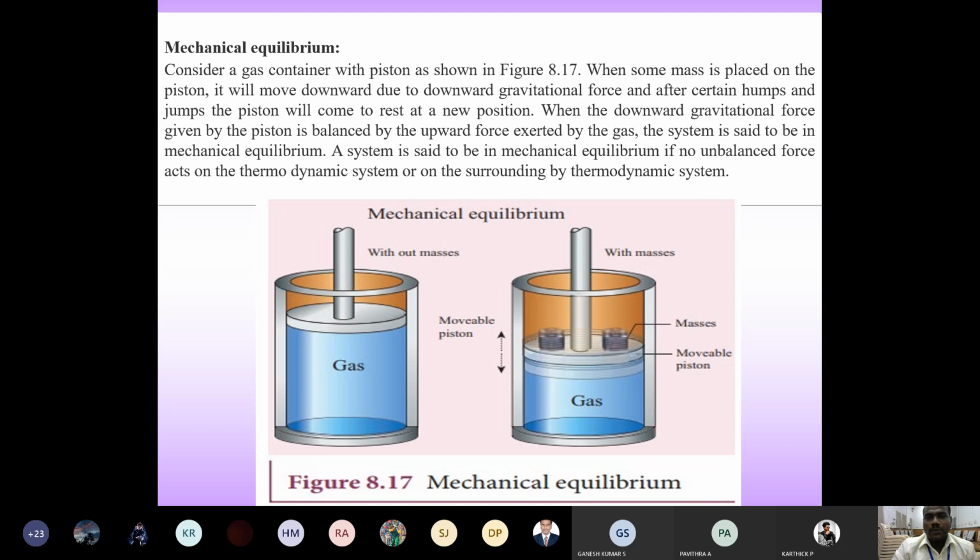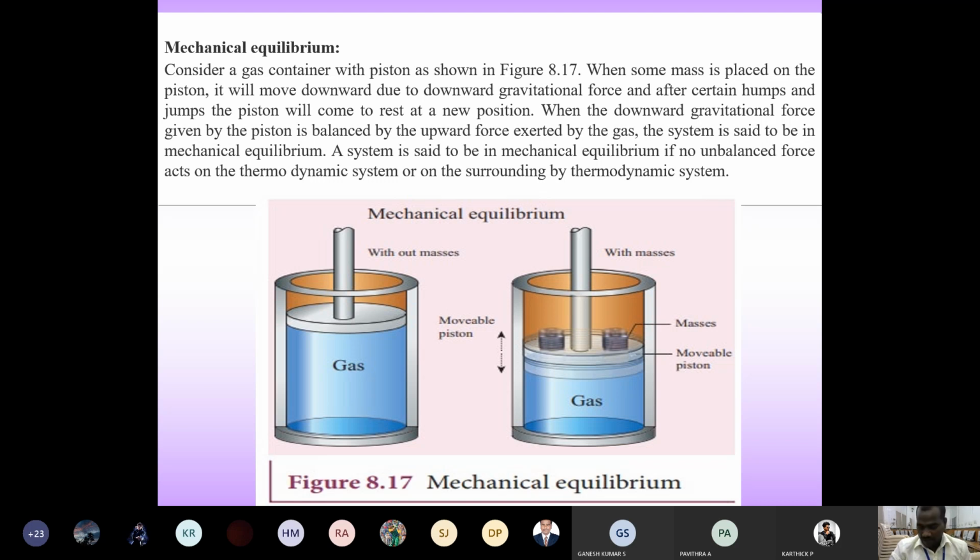A system is said to be in mechanical equilibrium if no unbalanced force acts on the thermodynamic system or on the surroundings by the thermodynamic system, right? So we can understand mechanical equilibrium in this sense: a system is in mechanical equilibrium if no unbalanced force acts on the thermodynamic system.